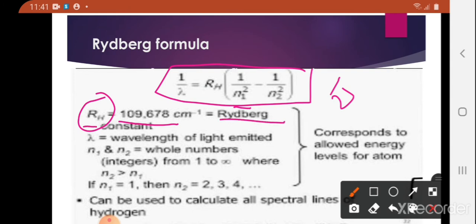We know that lambda is the wavelength. And n1 and n2 are whole numbers, which take values from 1 to infinity, where n2 is greater than n1. That is, if n1 is equal to 1, n2 will be 2, 3, 4, and it goes up to infinity. So this is the general expression which was given by Johannes Rydberg for the several series of the hydrogen spectrum.